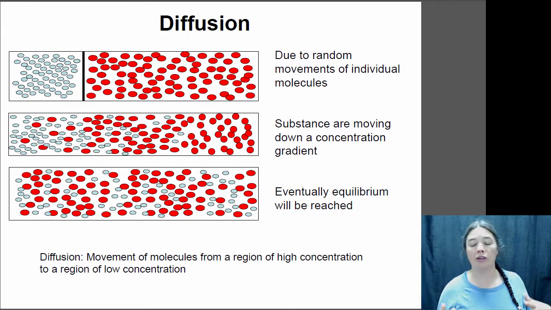And you can't rely on diffusion alone when you're a really large organism like ourselves. So we have to have ways to make diffusion work better in order to be able to get the gases that we need in and the gases that we don't need out.